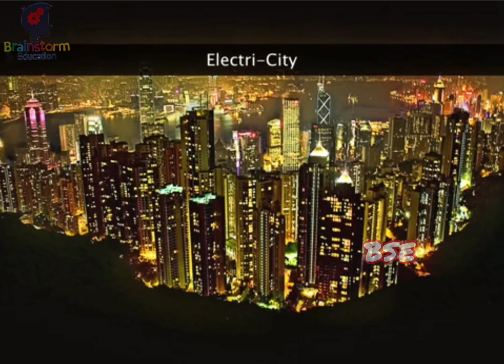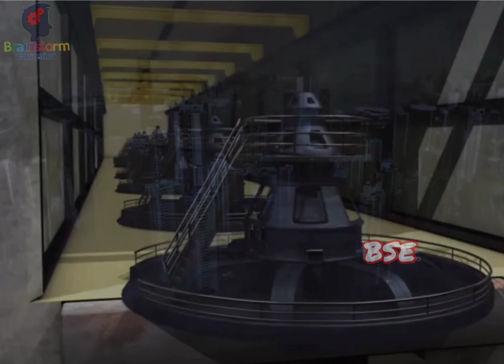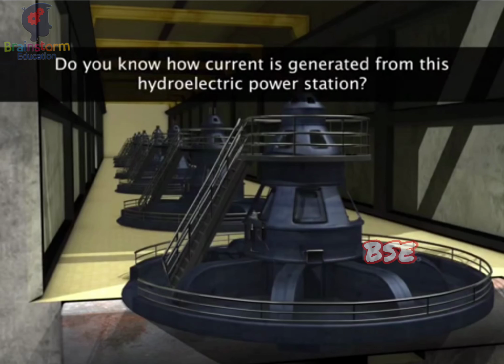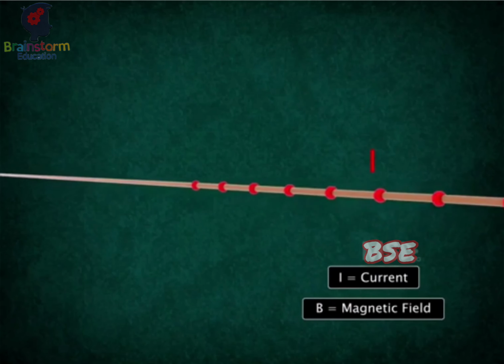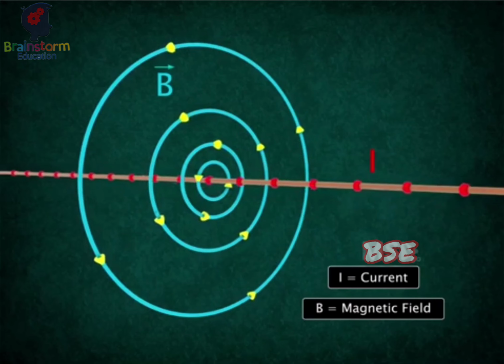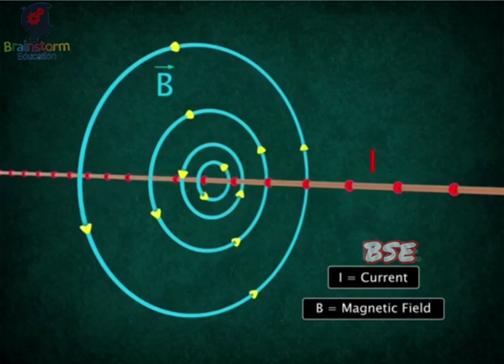We can hardly imagine daily life without electricity. Do you know how current is generated from this hydroelectric power station? Ørsted's discovery showed that we can produce a magnetic field via an electric current.